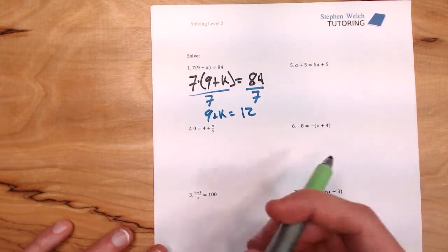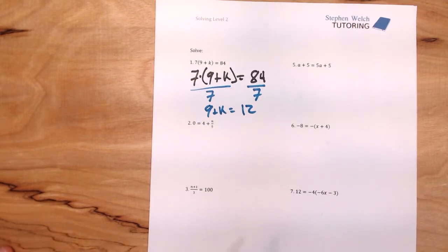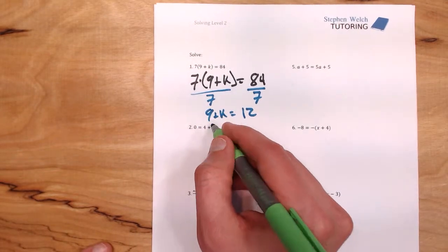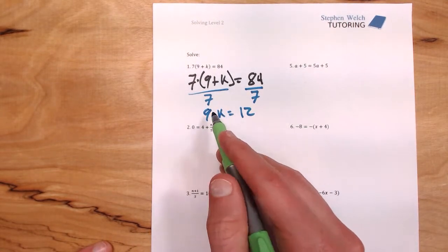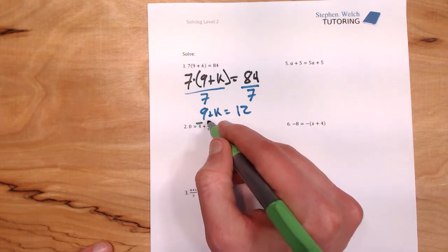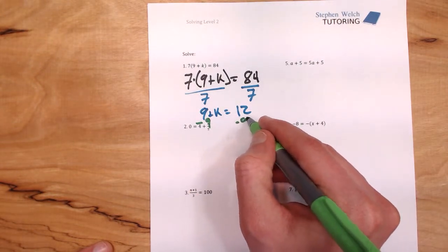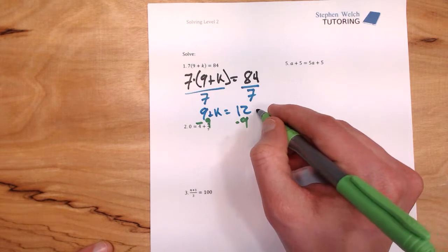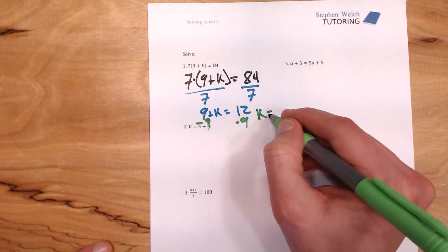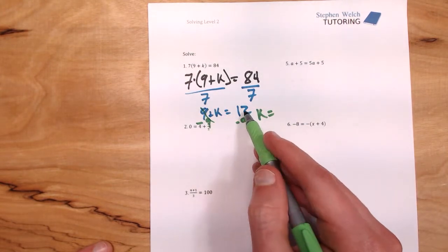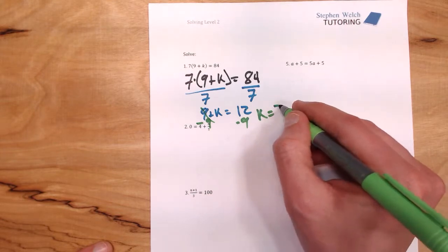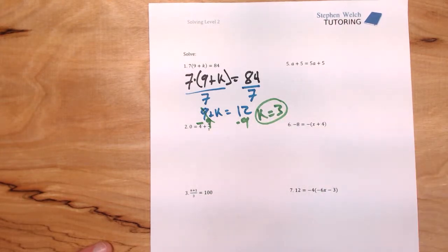So I want this 9 to be gone, so I have k all alone. To remove the 9, I'm going to subtract 9 from both sides. Minus 9, and I get k equals 12 minus 9, because these cancel. 12 minus 9 is 3. All right, and that's the right answer.